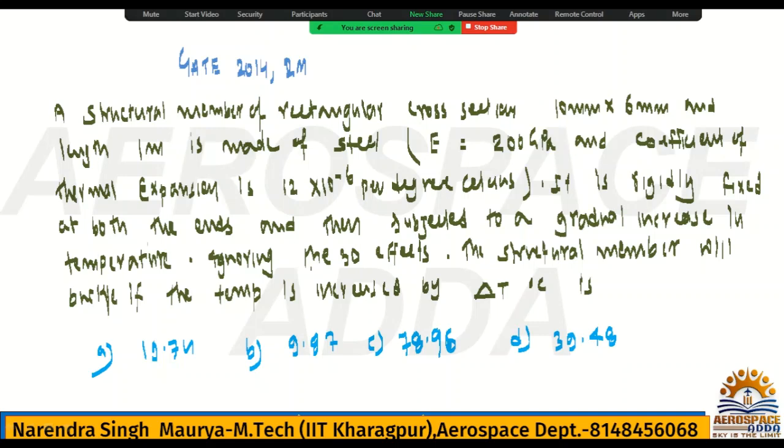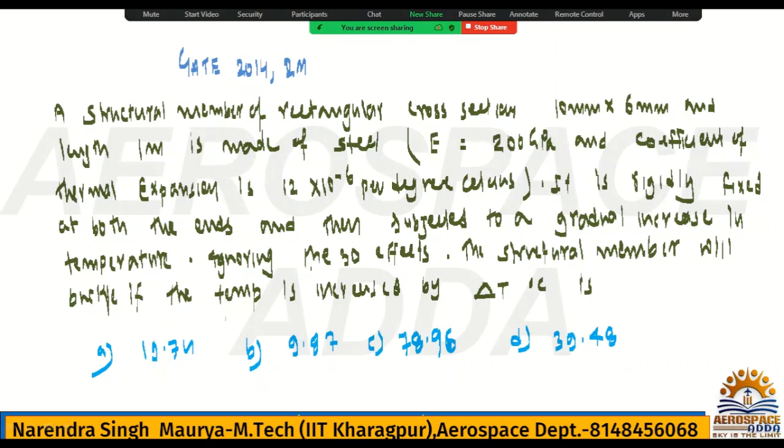It is rigidly fixed at both ends. They have not mentioned somewhere that it is a column or something, but you need to read and then automatically you will understand. Both ends are fixed and then subjected to a gradual increase in temperature, means it is subjected to thermal stress. Ignoring the 3D effects. What is the meaning of 3D effects? If you apply temperature, whatever changes you may have will be in all directions, right? It doesn't mean it is changing the length in only one direction. But here it is clearly mentioned to ignore 3D effects, means we have to consider only the change in length of that structural member in one direction only.